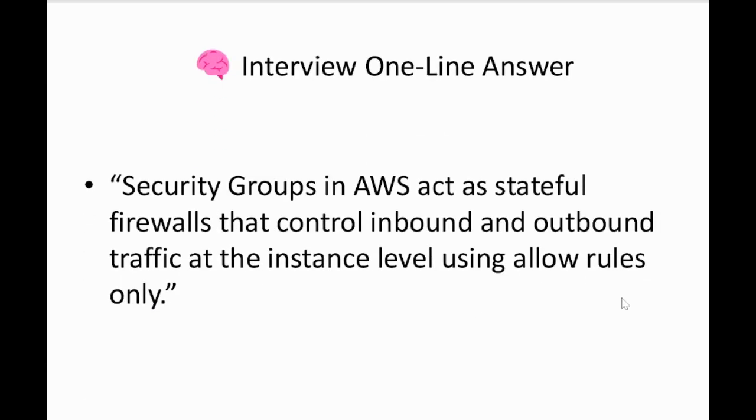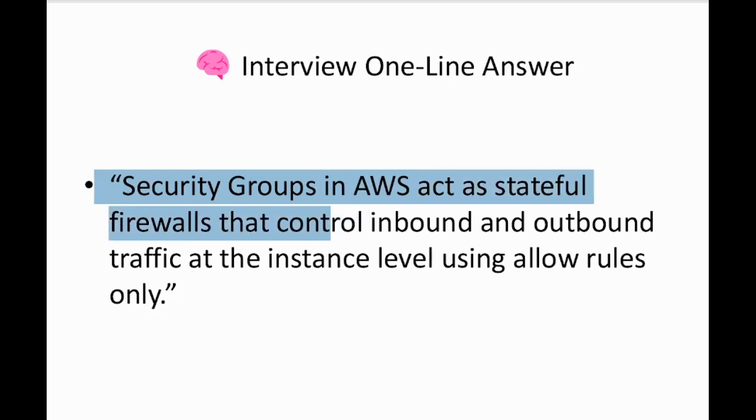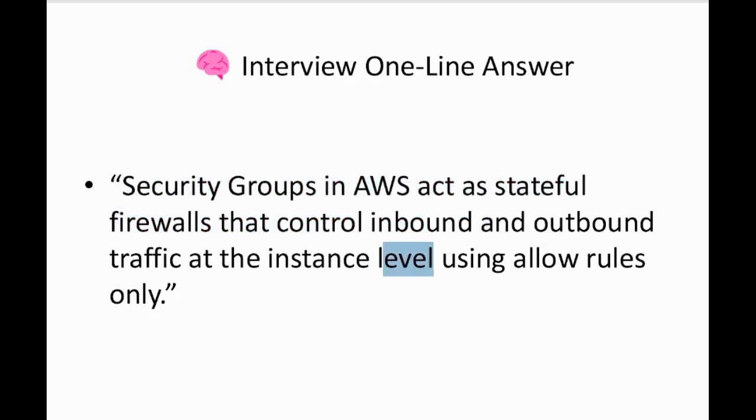Next, let's discuss the interview one-liner answer. What is a security group in AWS? Security groups in AWS act as stateful firewalls that control inbound and outbound traffic at the instance level using allow rules only. So mainly, a security group acts as a stateful firewall that controls inbound and outbound traffic at the instance level, and it uses only allow rules. So I hope it is clear.